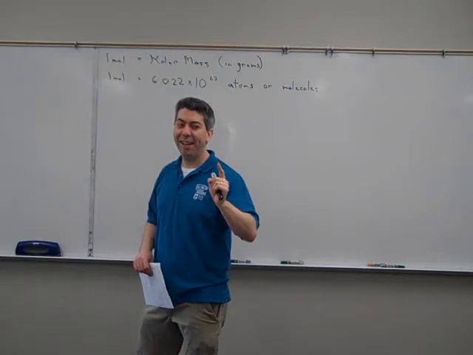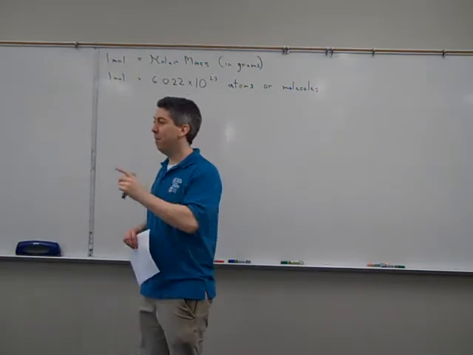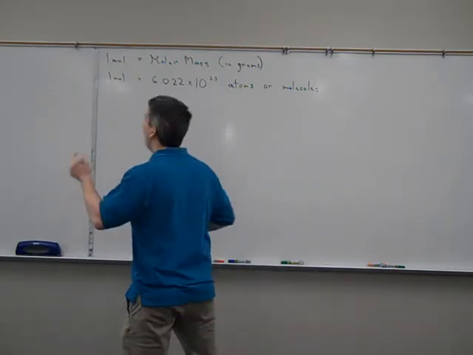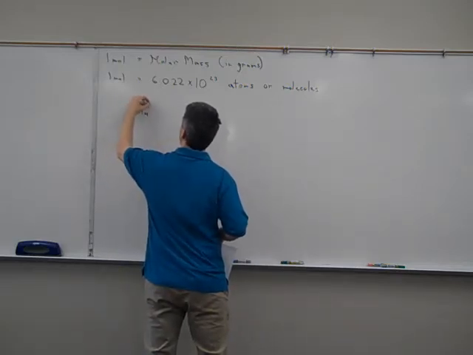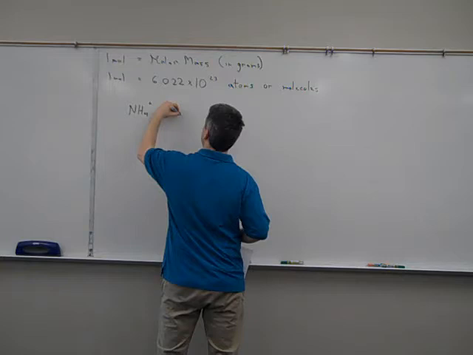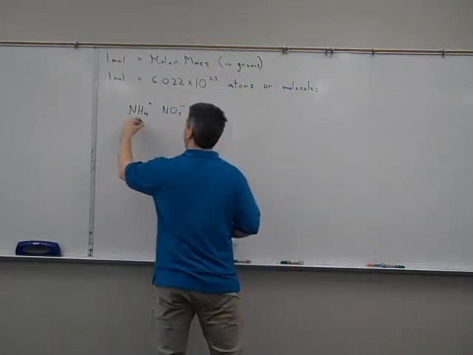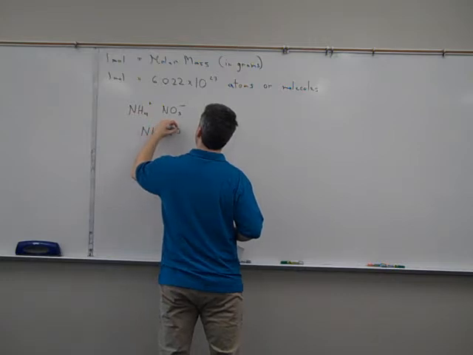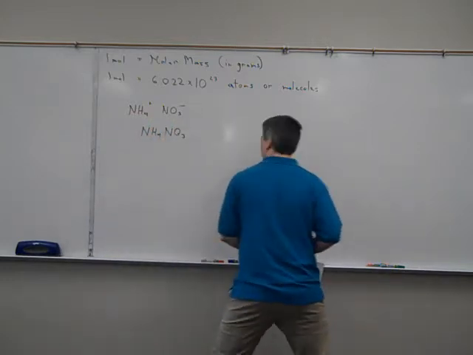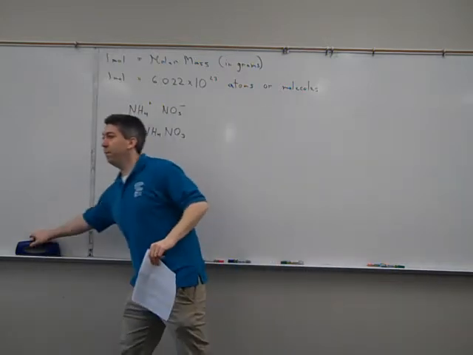Okay. What is ammonium? Yes. NH3 plus 1. Yeah, NH4 is the +1, NO3 is the -1. So yes, NH4NO3, since the charges are balanced, NH4NO3 is the formula for ammonium nitrate.